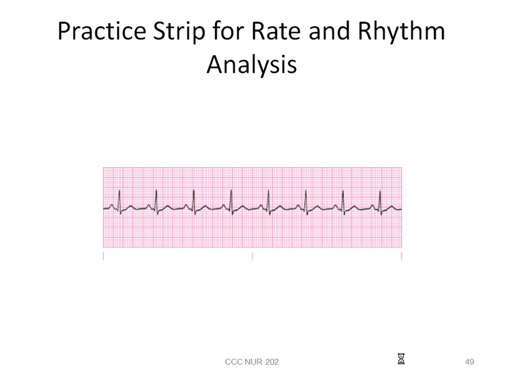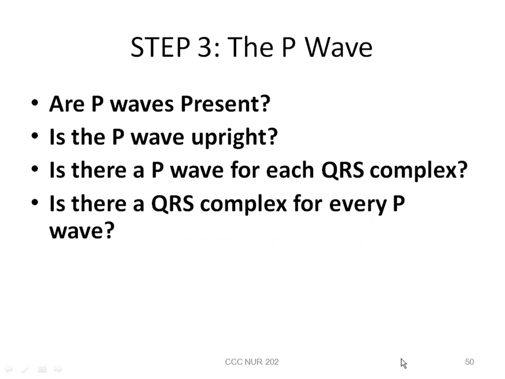So again, just practice. There are several of them on there for you to practice with. When we look at the P waves, are the P waves present? Is there a P wave for each QRS? Is the P wave upright? And is there a QRS complex for each P wave? You're looking for that correlation between the P and the QRS. There should always be a correlation between the P wave and the QRS if you've got a normal strip. Yes?